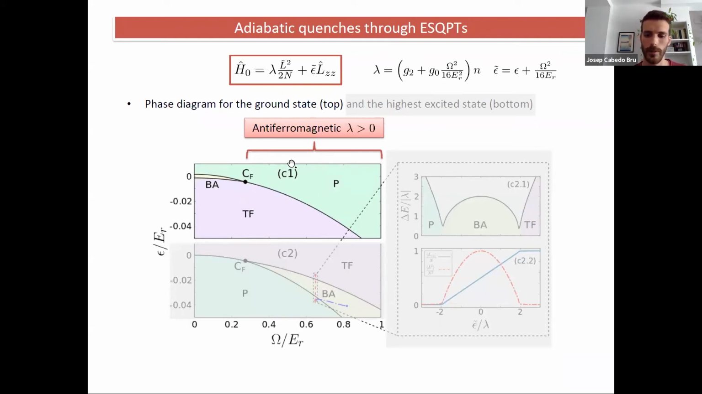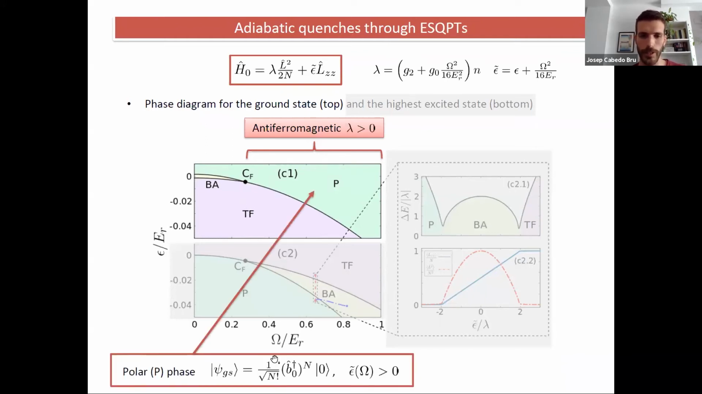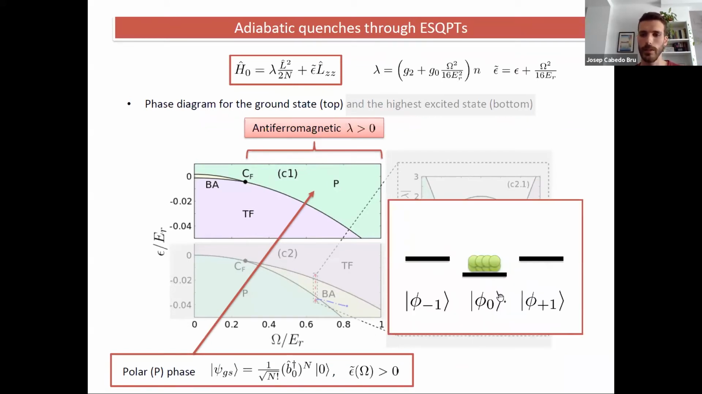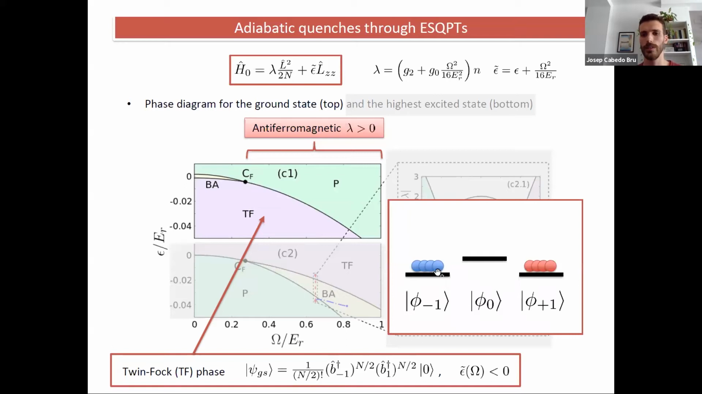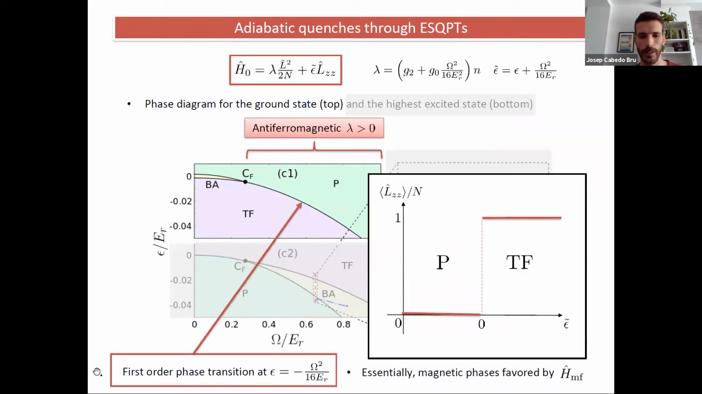And here the phase diagram has two phases: a polar phase in which all atoms occupy the spin zero state, and a so-called twin Fock phase, in which the atoms evenly occupy the edge wells. The two phases are separated by a first order phase transition at epsilon tilde equals zero. Essentially, these are magnetic phases in the sense that interactions minimize the spin, and then the phases are only favored by the magnetic Hamiltonian. There's no competition between the two.